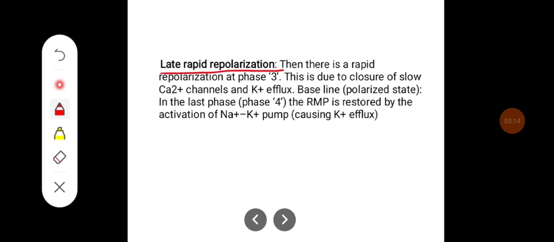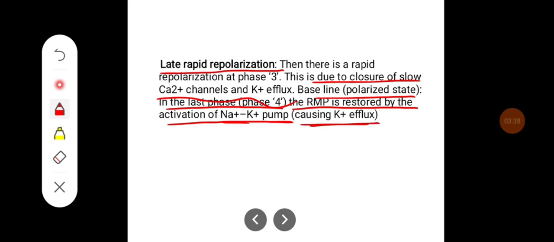Late rapid repolarization: there is a rapid repolarization at phase 3, which is due to the closure of slow calcium channels and potassium efflux. Baseline, that is the polarized state, is the last phase where the RMP is restored by the activation of sodium potassium pump, which is caused by potassium efflux.